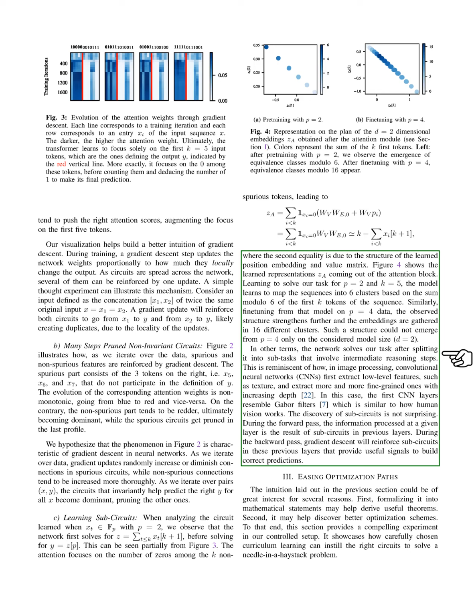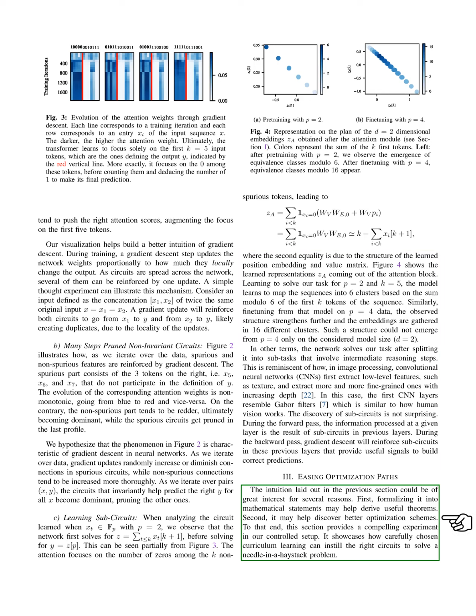Section: Easing Optimization Paths. In this section, we explore the insights from the previous discussion and their significance. By formalizing our ideas mathematically, we can derive valuable theorems and improve optimization methods. We present an experiment in a controlled environment that demonstrates how well-structured curriculum learning can help us tackle a challenging problem, similar to finding a needle in a haystack.